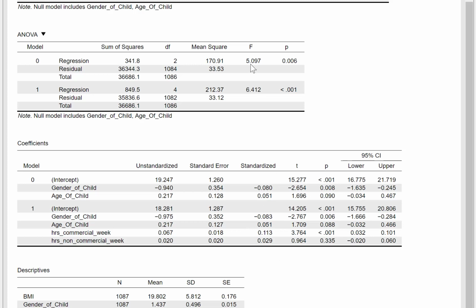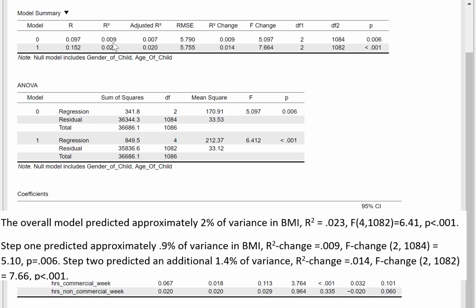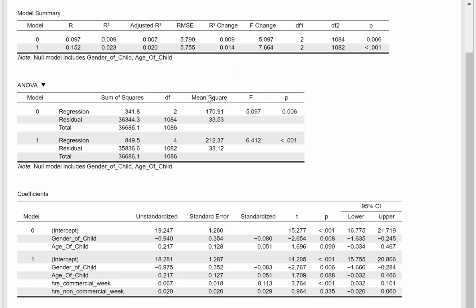To write this up, you can write it all up in continuous prose as before. And certainly you'd still write up that the overall model predicted approximately 2% of variance in BMI, and you can report your R squared along with its ANOVA. Then you could also write up the step part of it. Step 1 predicted approximately 0.9% of variance in BMI, given the F change, its degrees of freedom, and the p-value. And then say step 2 predicted an additional 1.4% of variance, F change, degrees of freedom, p-value, and so on.